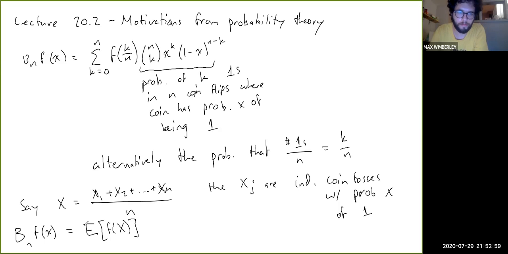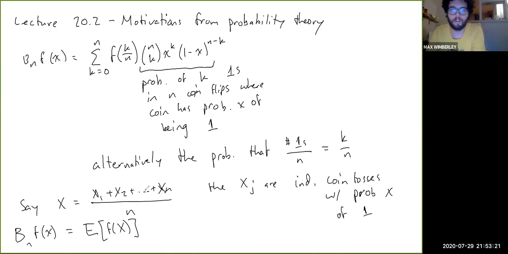Where this X is this random variable, because what we're doing is adding up the values of f evaluated at whatever outcome value of X we are looking at, times the probability of that outcome. The probability that X equals k over n is precisely given by this. So this is the expected value of f.